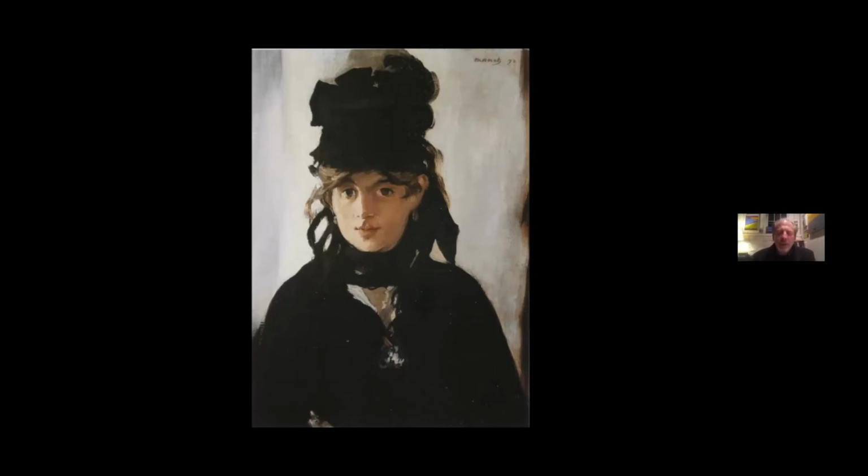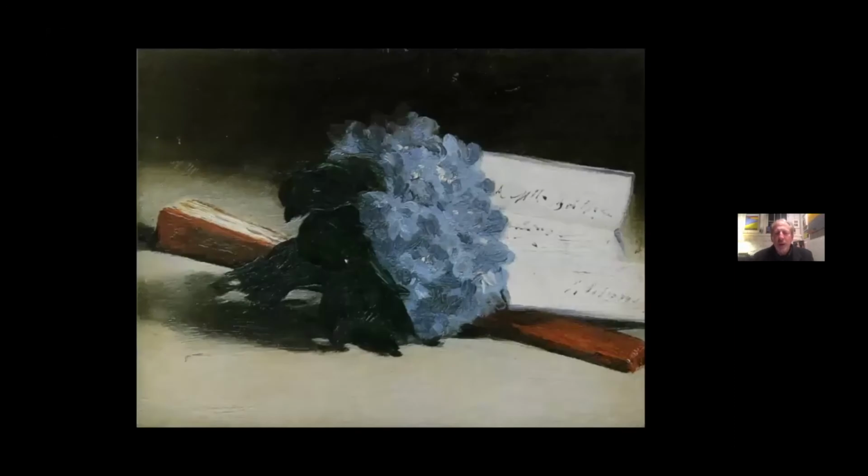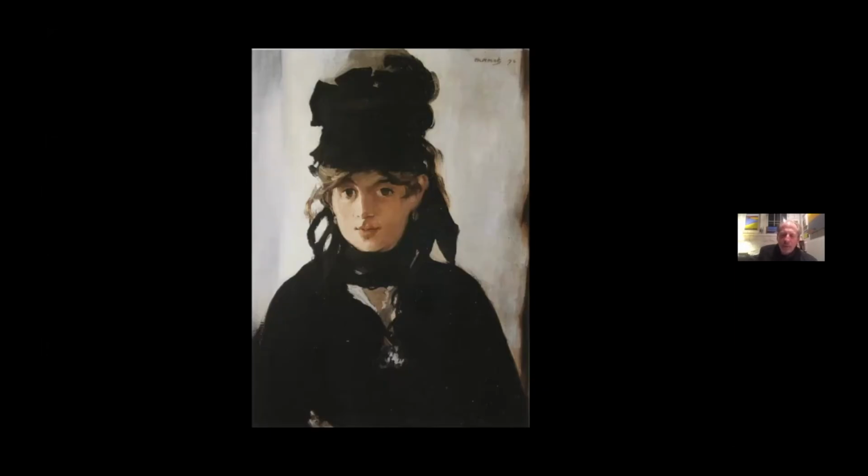This particular painting is called Berthe Morisot with a Bunch of Violets, which you can see right below the V neck of her outfit. There's something, but you can't really tell what it is. It was this bunch of violets. Notice that they are not violet, but blue. And that's always puzzled me. There's also no violet in the previous painting.